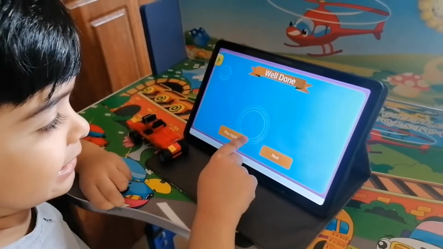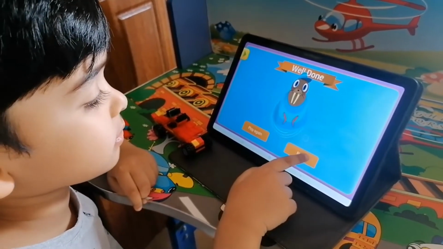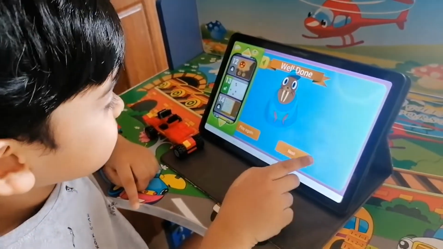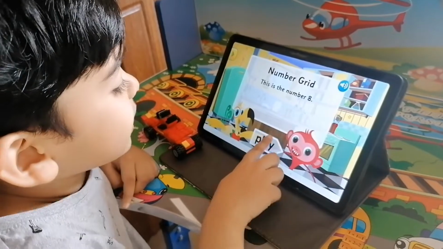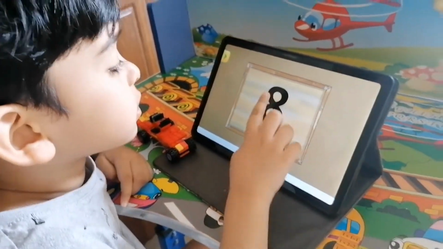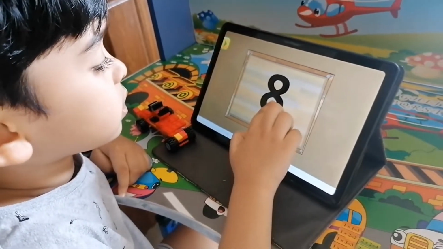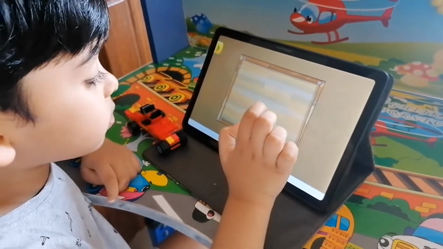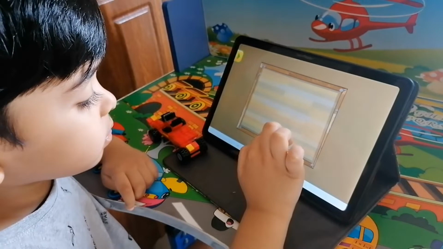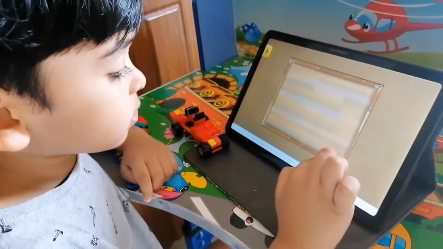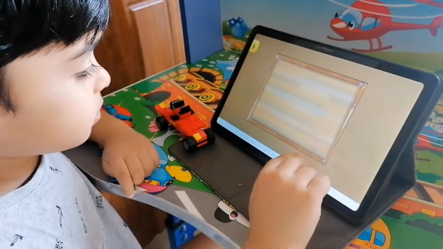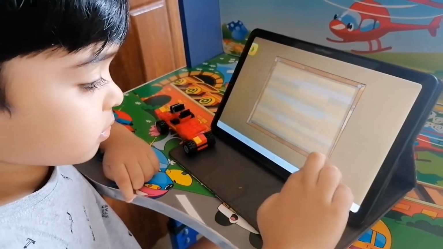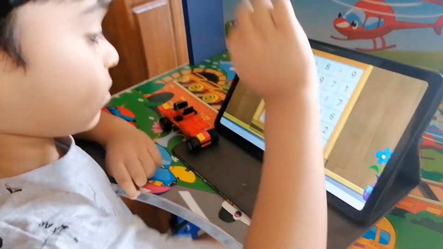Wow, what is that? The order. Number grid. This is, click on it. Sometimes the number can look a little different, like these ones. Click on the number 8.